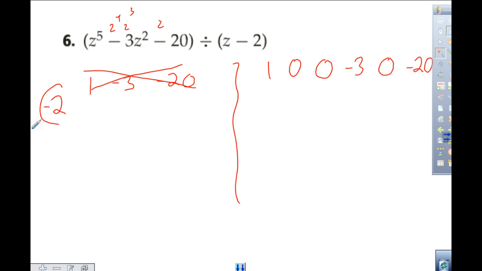And then what's wrong with this? What's wrong with this one? It should be positive, yeah. So we're actually testing 2. So even though it looks simple, there are still things to mess up on the setup.